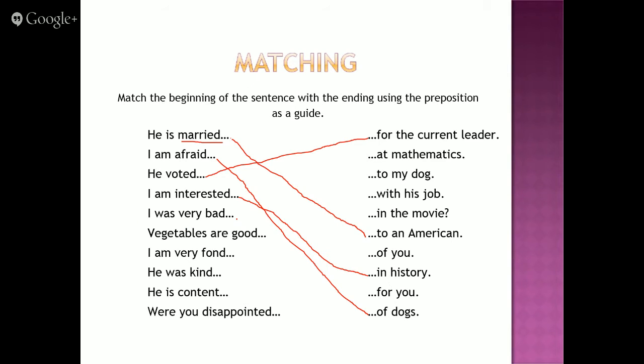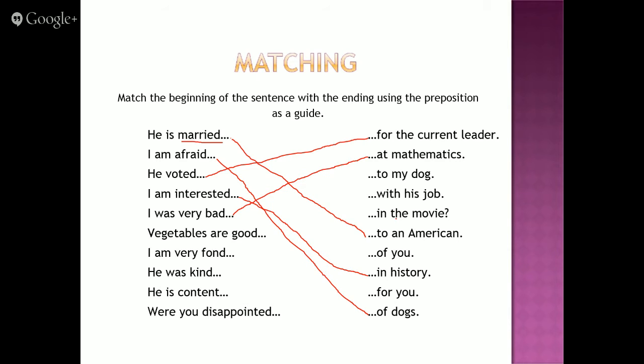Rocio, can you match one of these? Yes, I was very bad at mathematics. So, is that true, Rocio? Were you very bad at mathematics? No, I like mathematics so much. I am an engineer. Okay, so you're an engineer, so that makes sense. So when you were in school, what were you very bad at? I was very bad at history. Okay, excellent. Thank you.